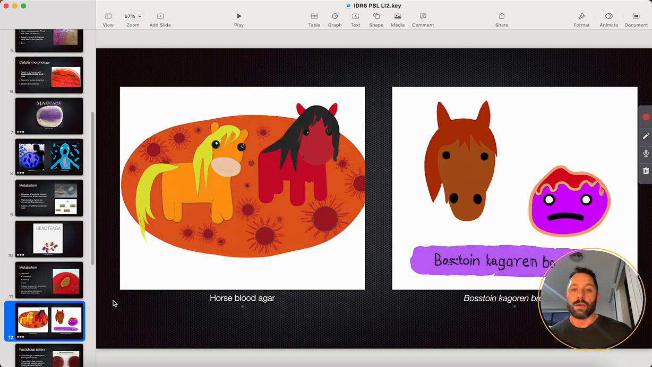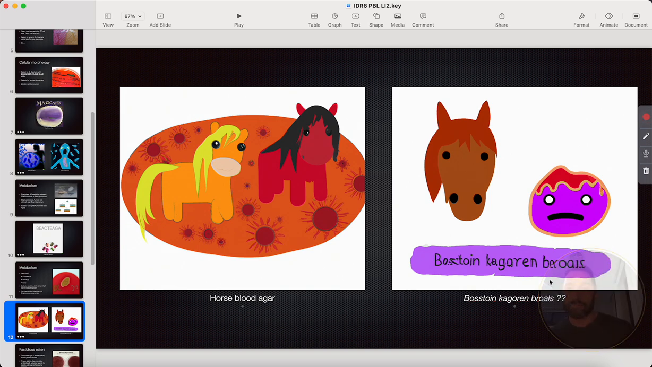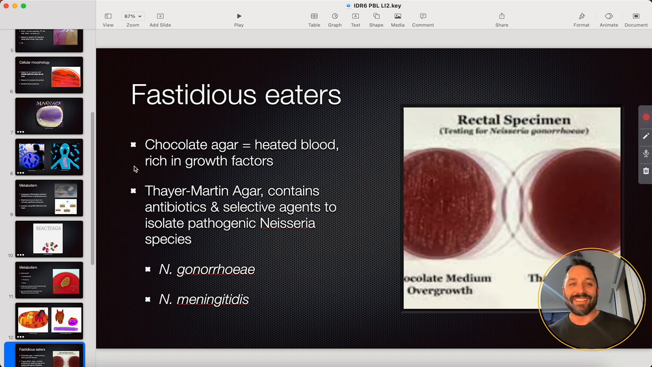And then, oh my god, horse blood agar. This one's nice though. This one, I don't know. Let's continue. Let's continue.